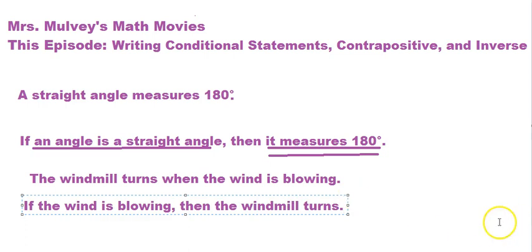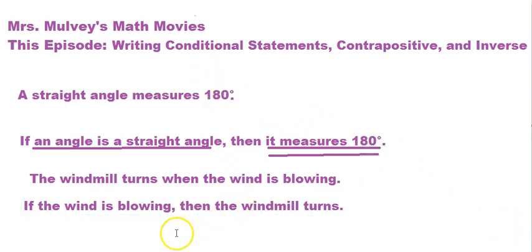So sometimes as you write your conditional statements, it's important to know which part is actually conditional. And the windmill turning is conditional upon the wind blowing. So the hypothesis part is the wind is blowing, the conclusion is the windmill turns. Okay, so we've talked about writing conditional statements. Now we're going to talk about the contrapositive of conditional statements.